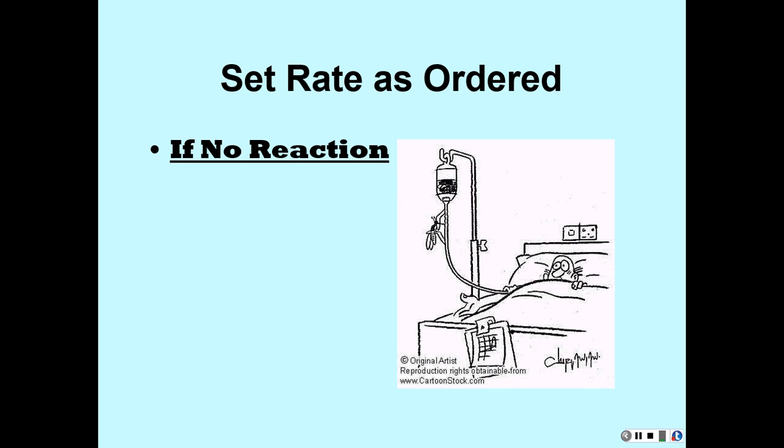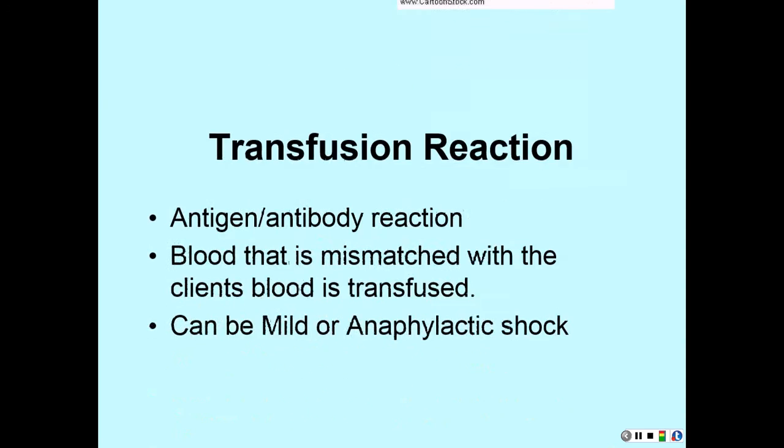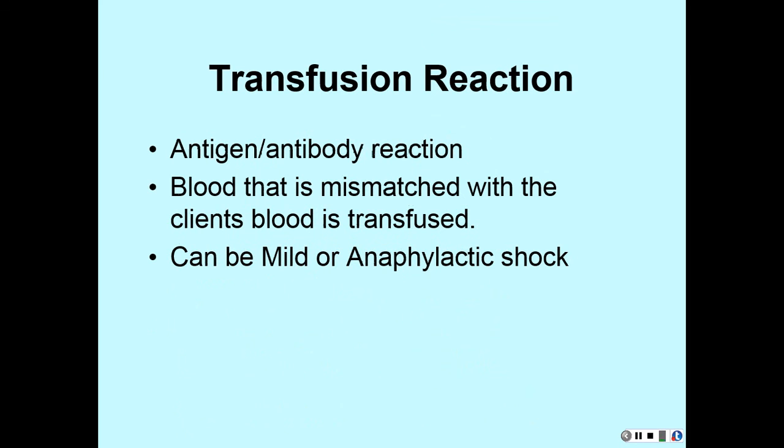Okay. So what do we see when our patient has a reaction? They have a reaction to the antigens and antibodies because the blood is mismatched. You don't see this very often. I mean, this type and cross-match business, they've really got it. They check everything. But your patient can still have some mild reaction, anything from mild up to anaphylaxis. Okay.